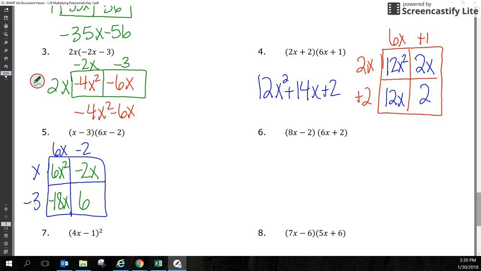Coming up with our answer, I start off with 6x squared. I'm going to combine like terms here on my diagonal. So negative 18x minus 2x would be negative 20x. And then plus 6.